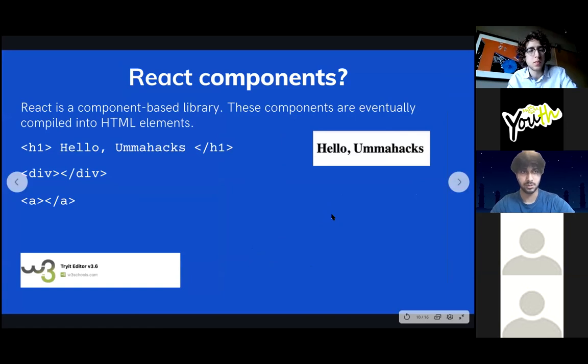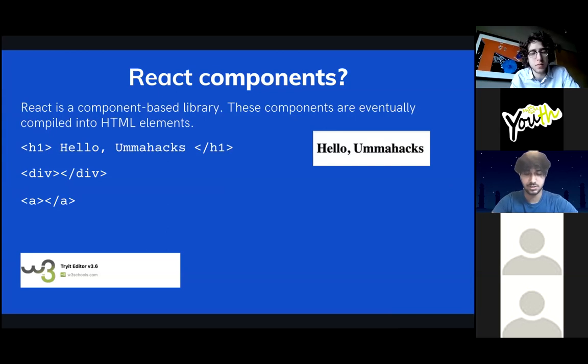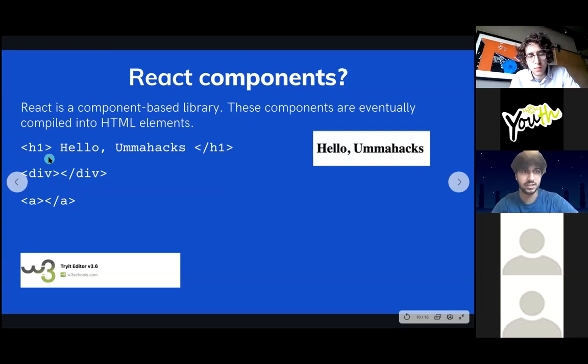So what are React components? React is a component-based library, and these components are eventually translated into HTML elements. If you're familiar with HTML, H1 is for headings. So hello Oma hacks in an H1 would be translated into this box here, right? Then div is a container for any other component. Div can contain H1, div can contain H2, and these components allow you to make proper applications.